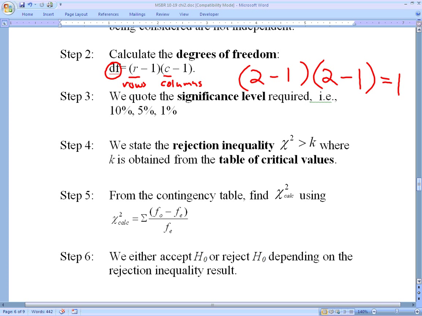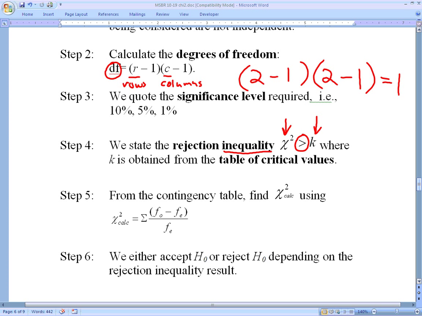Step 4, we state the rejection inequality. An inequality is something involving a less than or greater than sign or something like that. So rejection means we will reject our null hypothesis, meaning it fails the test, meaning they're not independent, if our chi-squared value is bigger than some number k, where k is obtained from the table of critical values, and we'll get to that. So this is just a statement that says we will reject our null hypothesis if chi-squared is greater than some value, and we would write that number down.